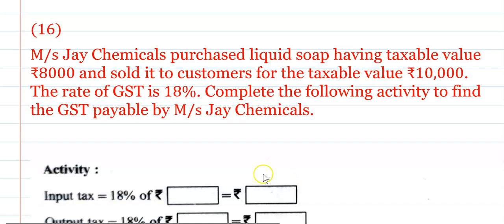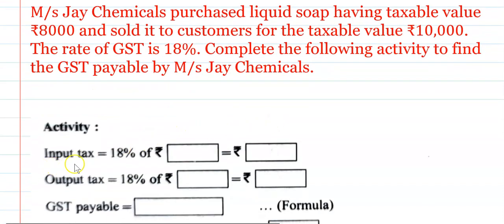Now the next activity. Messrs. J Chemicals purchased liquid soap having taxable value rupees 8,000, and sold it to a customer for the taxable value 10,000. The rate of GST is 18%. Complete the following activity to find the GST payable by the Messrs. J Chemicals.